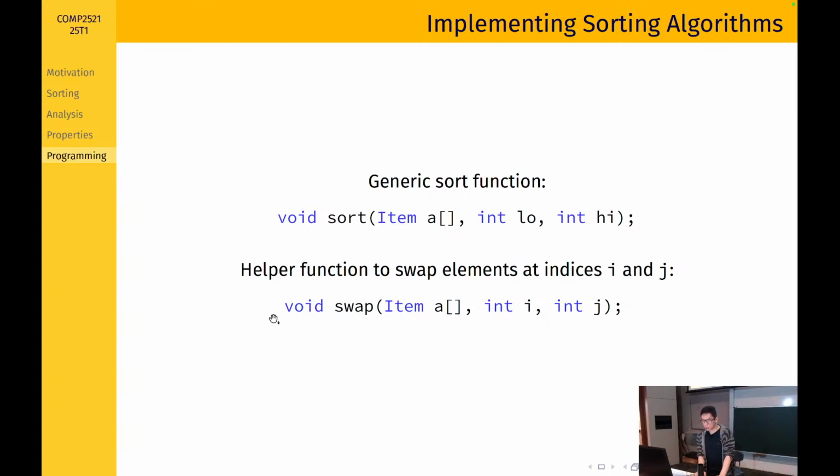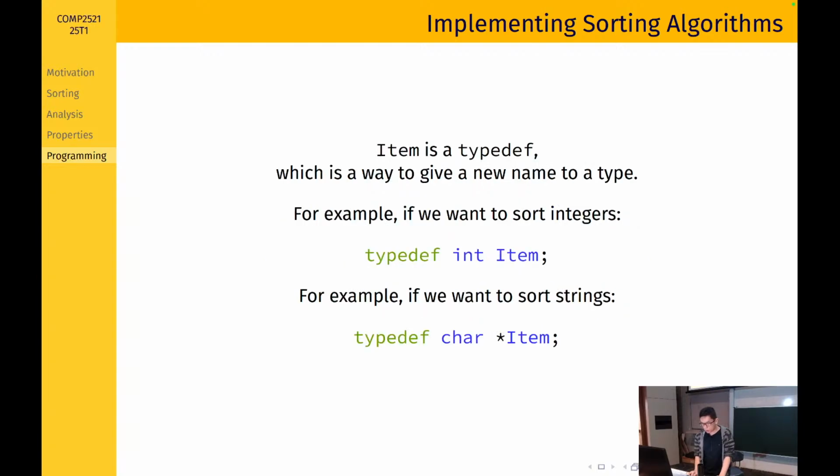And what's going to be useful is a function that swaps two items. Here we have a swap function that takes in the array of items and two indices to swap. Okay, so the item can be many different things, from int to char star. If we want to sort an array of integers, then what you can do is use typedef to typedef an int to item. What typedef does is it allows you to give a type a new name. If I say typedef int item, then what I'm saying is that instead of writing int, I can write item in my code, and they will mean the same thing. So item would be the same thing as int.